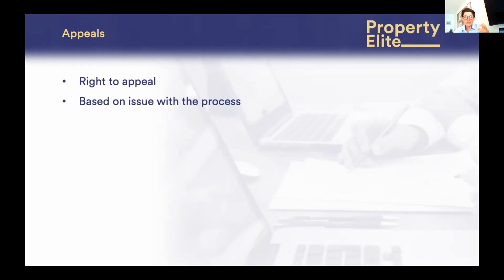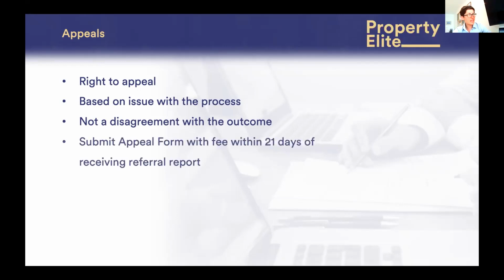If you're considering appealing, you do have a right to appeal, but it can only be on a procedural issue. It can't just be because you disagree with the outcome. It could be something like the timings haven't been adhered to, or you've been questioned outside of your competencies, or there was a conflict of interest with your panel, or maybe they didn't have the right submission. So it has to be a real procedural issue.